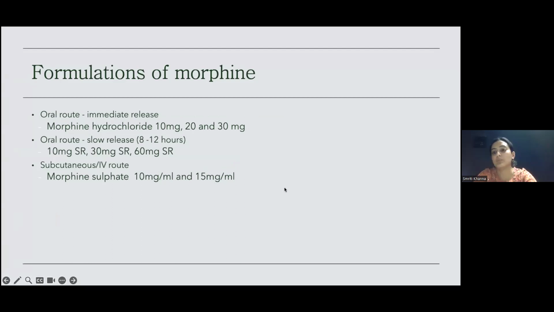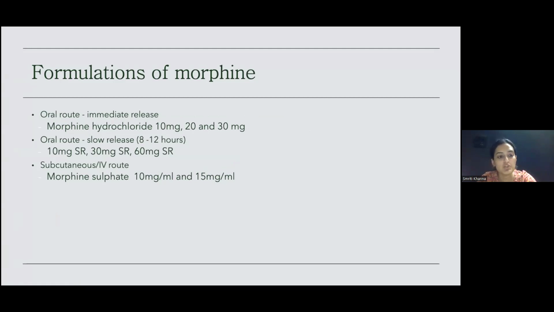So these are the formulations of morphine that are available. We have morphine formulations in the form of oral and IV, so oral and parenteral both can be given. In the oral route, we have what is known as immediate release and what is known as slow release. Immediate release is the formulation which I just spoke about, which has a 4-hour half-life, and that is available in 10 milligram, 20 and 30 milligram. And slow release is usually given every 8 to 12 hours.